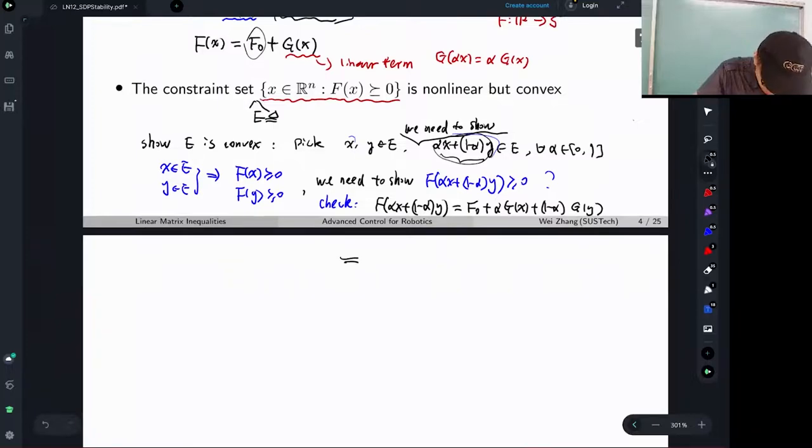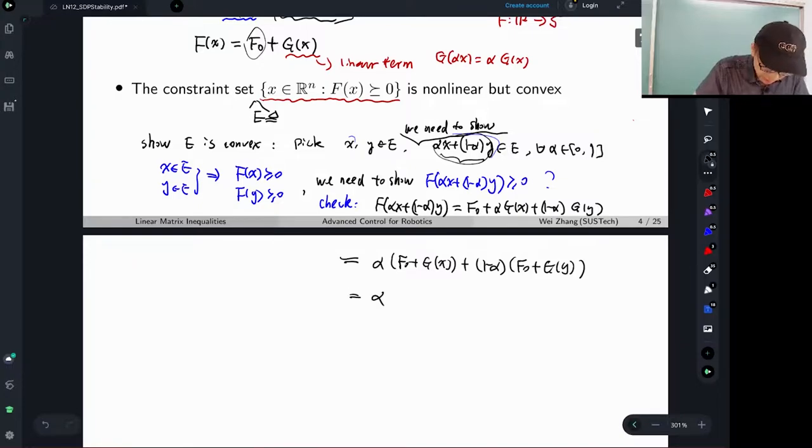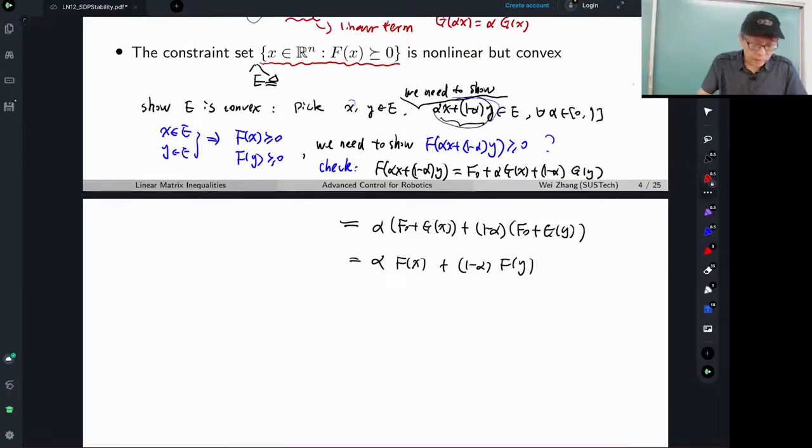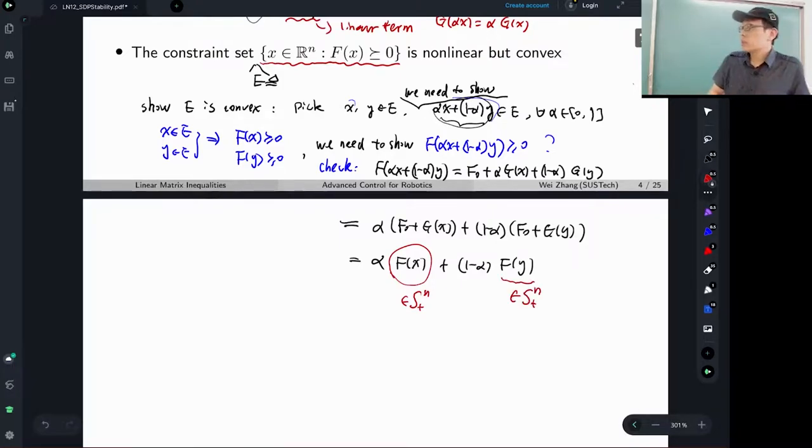So this part is alpha times F0 plus G of X, plus 1 minus alpha times F0 plus G of Y. That tells us this equals alpha F of X plus 1 minus alpha F of Y. I know this is positive semi-definite, which means it belongs to the set S^N_+, and this one by definition we know is also positive semi-definite. I have two matrices in this positive semi-definite set, and then a convex combination of them. Do you think it belongs to this set? Why?